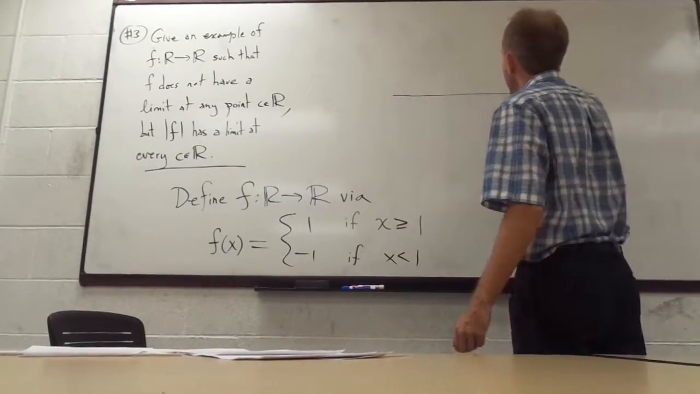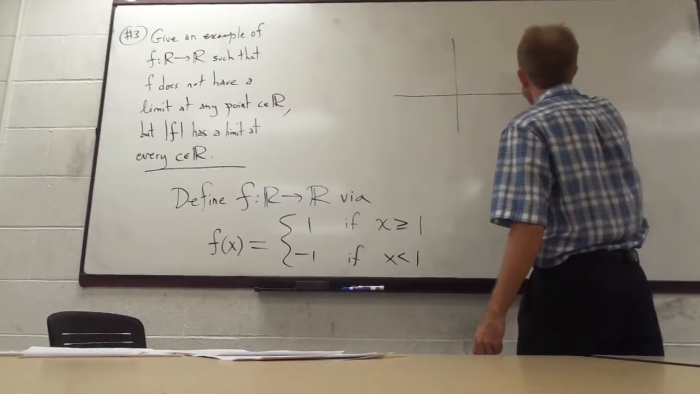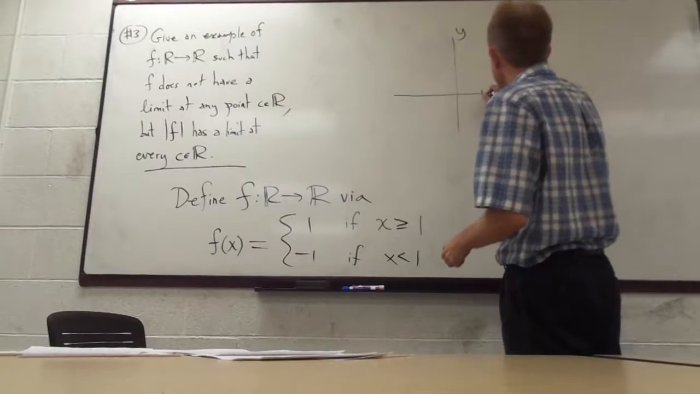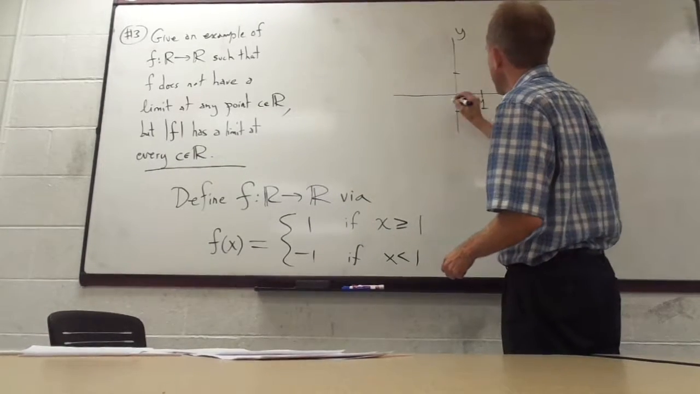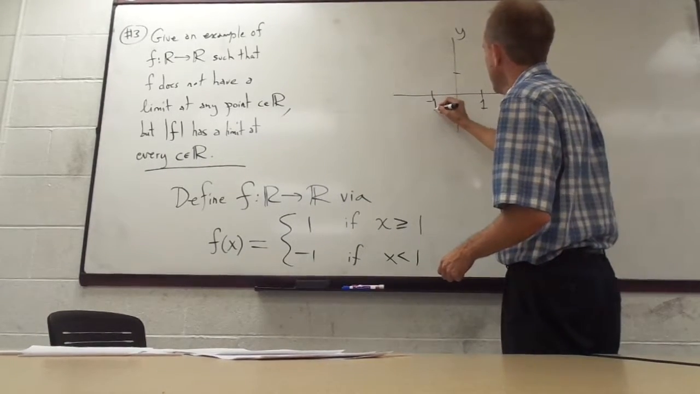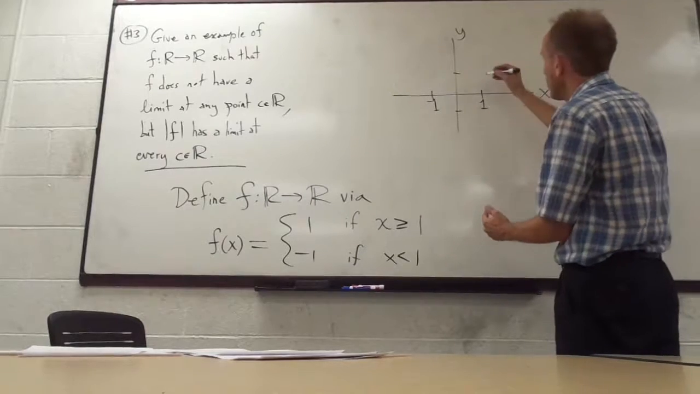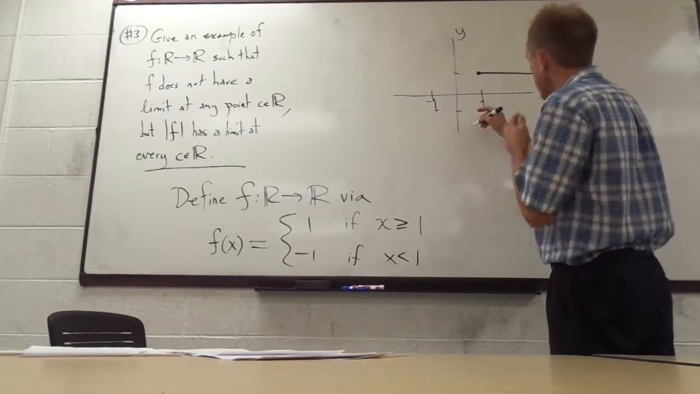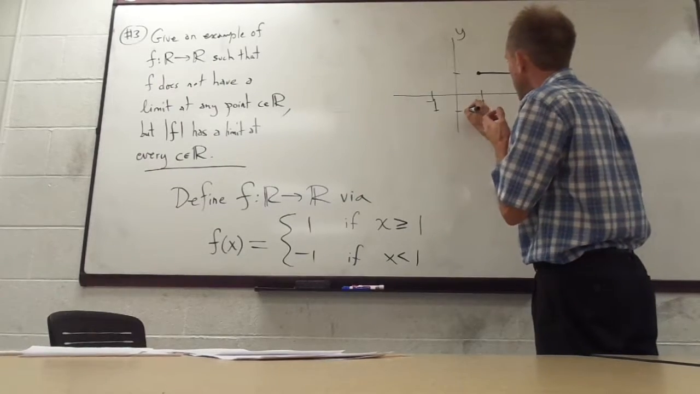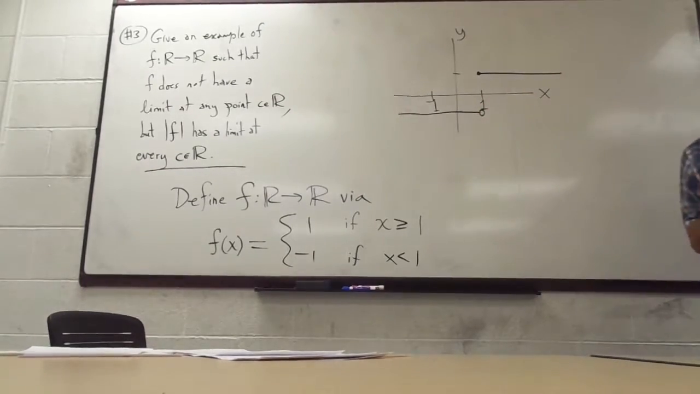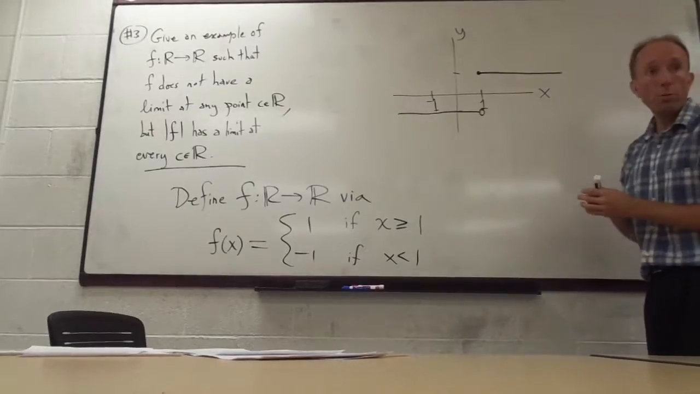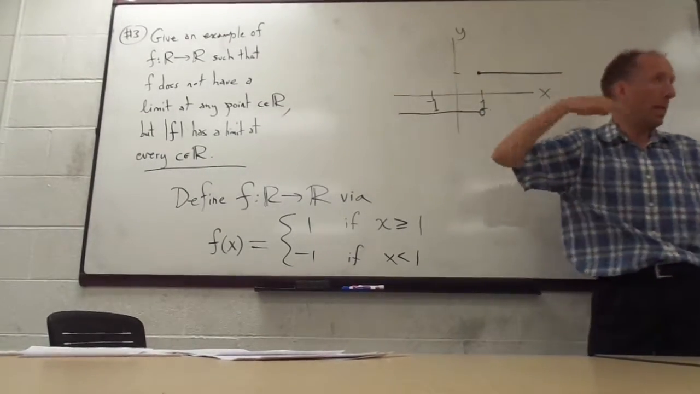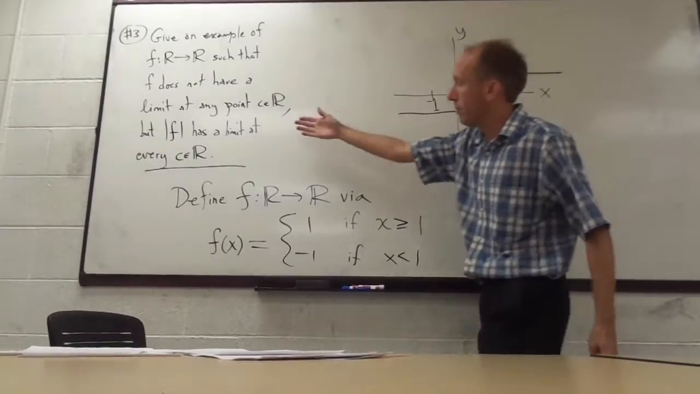If I draw the graph, here's my x-axis, my y-axis. The pictures are good, right? So here's 1 and minus 1. So you're saying if x is greater than or equal to 1, the graph is going to look like that. And if x is less than 1, it's going to look like that. So, of course, when you take the absolute value of the function, it will just be equal to 1 all the time, and that'll be good. The limit will definitely exist.